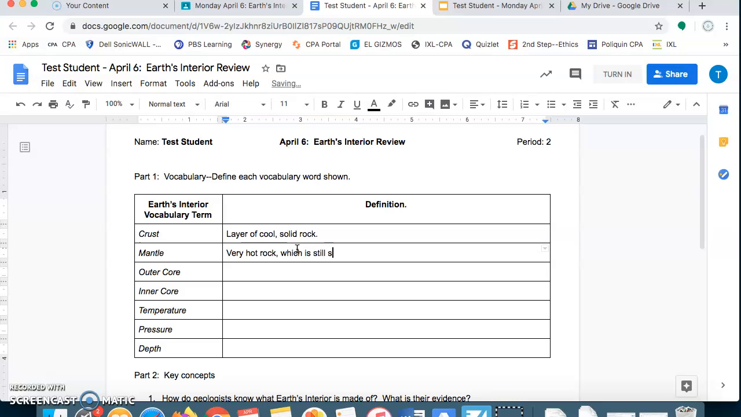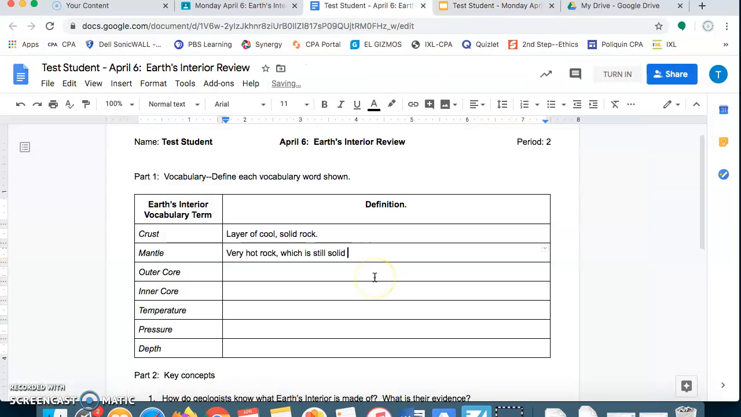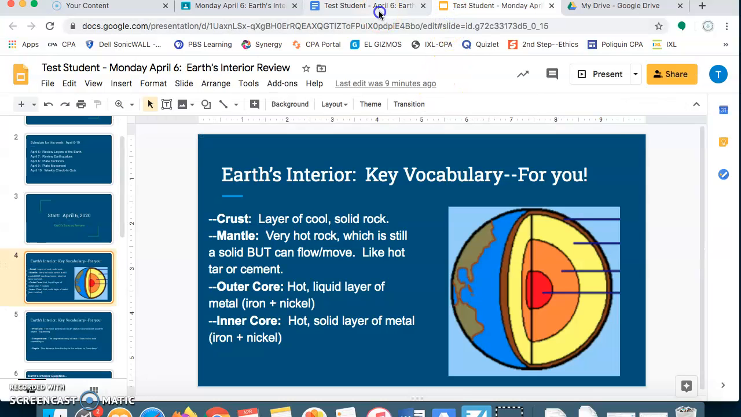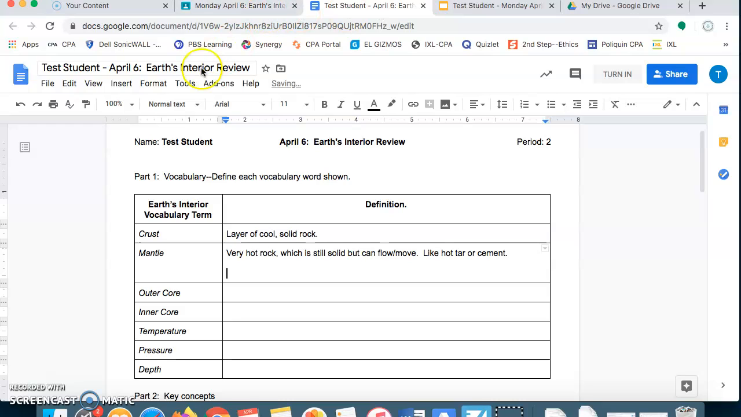Which is still solid, but can flow or move. It's like hot tar or cement. Is there a way that I can change that definition? Well, I think so.